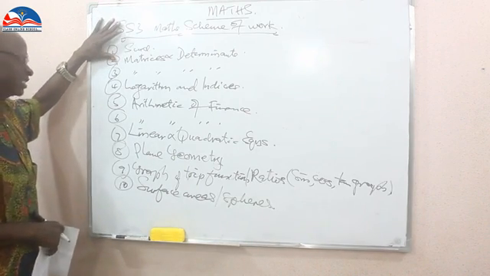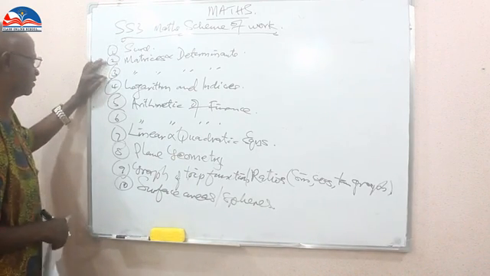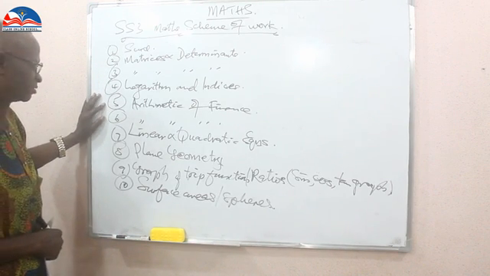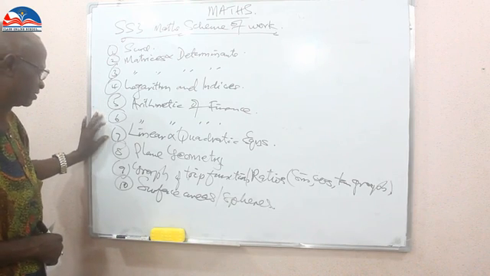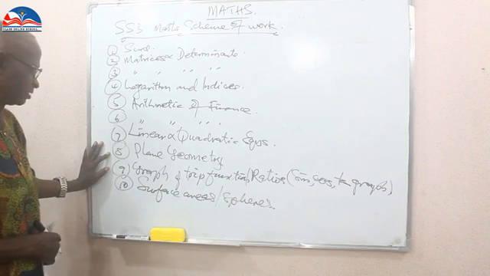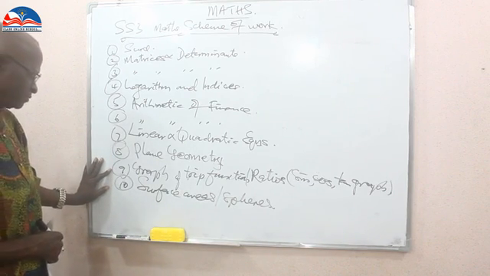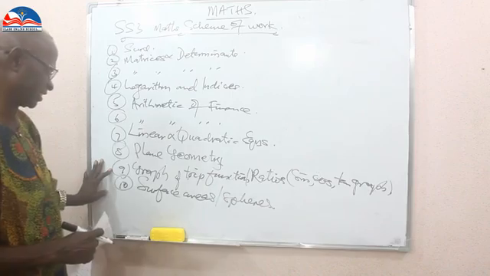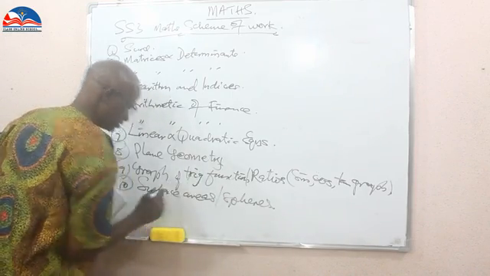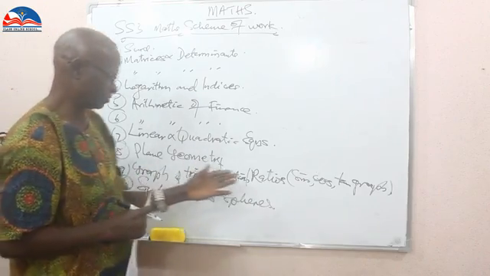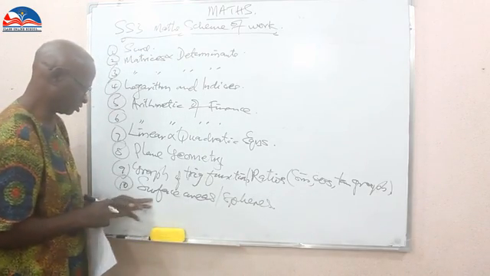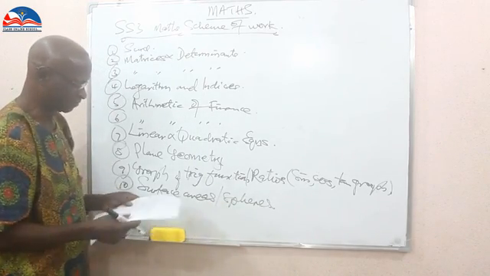Sets, matrices and determinants. The same thing for second and third week, matrices and determinants. 4th week, logarithm and indices. 5th week, arithmetic of finance. 6th week, the same arithmetic of finance. And the 7th week, linear and quadratic equations. Then number 8 is plane geometry. Number 9, graph of trig functions. We're going to talk of trig ratios, the sine, cosine, and tangent graphs. Then number 10, surface areas, and that's all for first term.